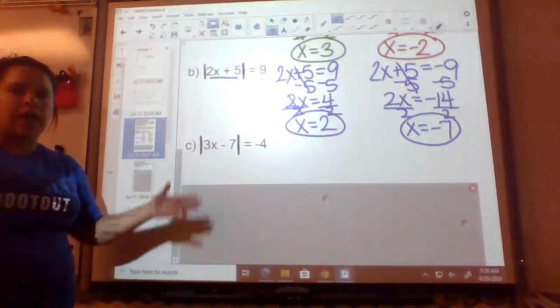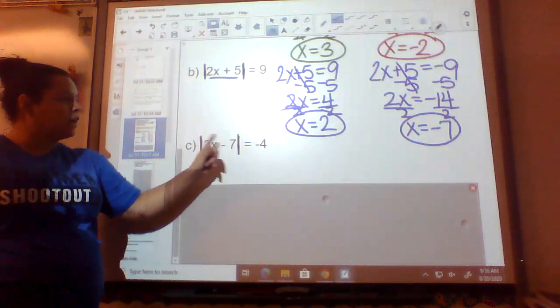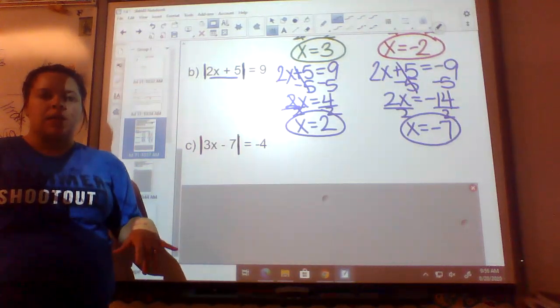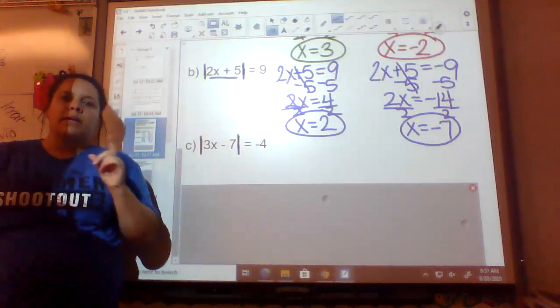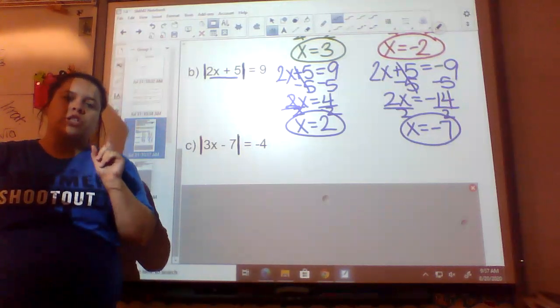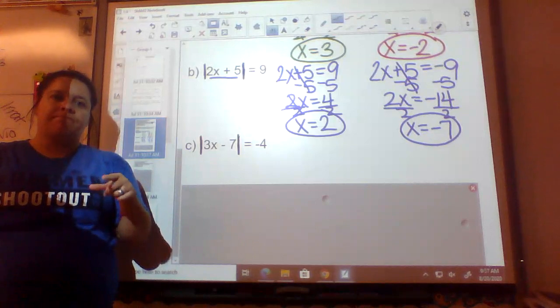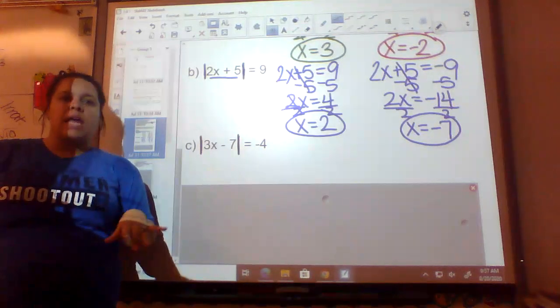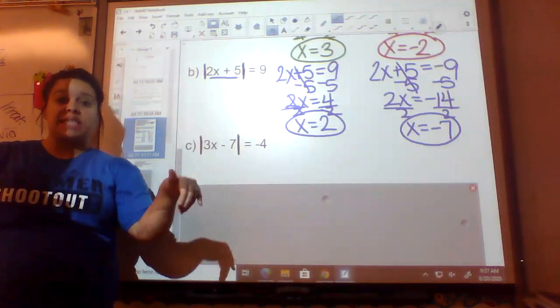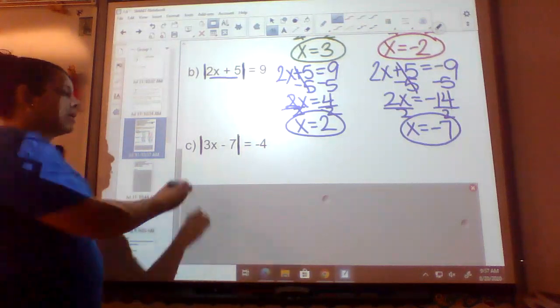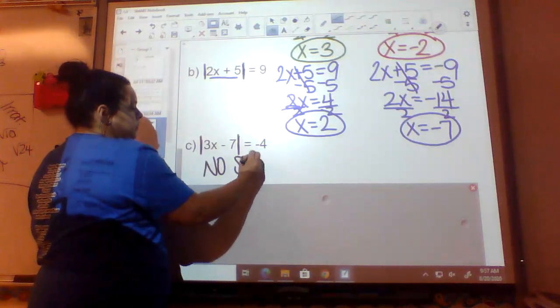All right, so absolute value symbol, nothing on the outside, okay? So it's good to go. Here's one thing. You should notice the absolute value is equal to what? A negative number. If an absolute value is by itself and it's equal to a negative number, automatically no solution.